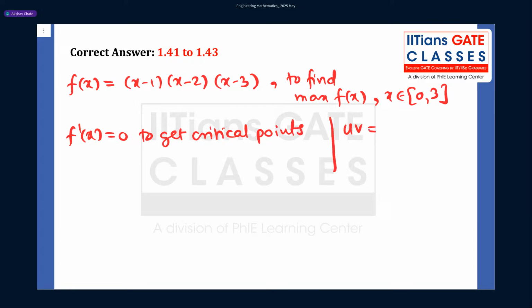Let's say if you have two functions, u and v, you take the derivative of the first function, keep the second function as it is. And in the next case, you take the derivative of the second function, keep the first function as it is. So if you have three functions, it is the same thing only. Let's say you have three functions u, v, w. You have to take the derivative of the first, other two remain unchanged. Then take the derivative of the second, other two remain unchanged. And finally, take the derivative of the last, first two remain as it is. So here u is x minus 1, v is x minus 2, w is x minus 3.